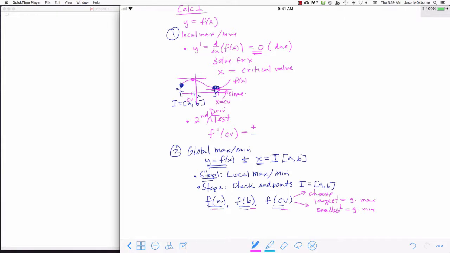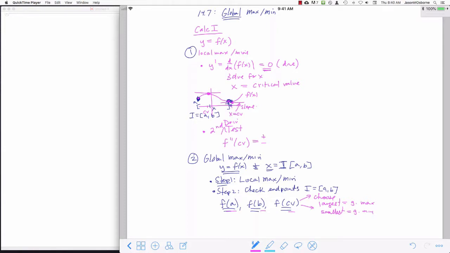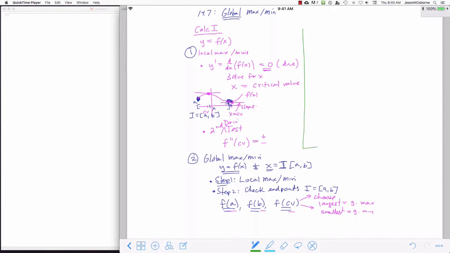You just have to have your function defined on some interval, and you need to check the endpoints of the interval also. Okay. Well, that leads us into the Calc 3 question. I'll do the Calc 3 problem over here. Right. So in Calc 3, right, you have z is equal to a function of x and y. And we know that if we're going to do the first step, the local max-min problem, we need to do the equivalent of taking the derivative and setting it equal to 0.